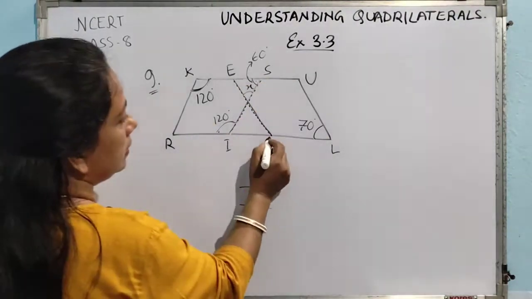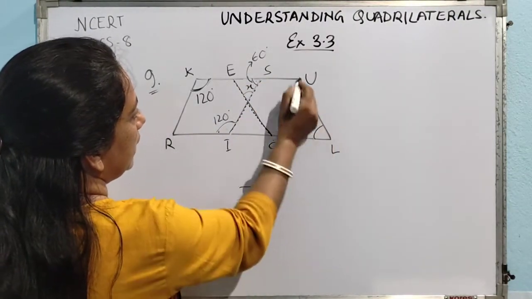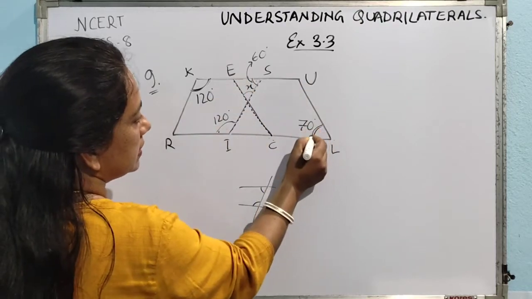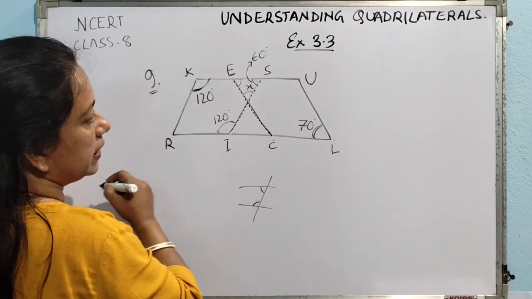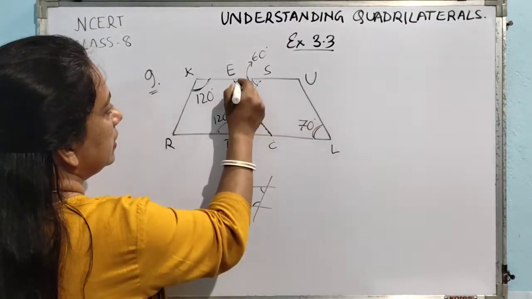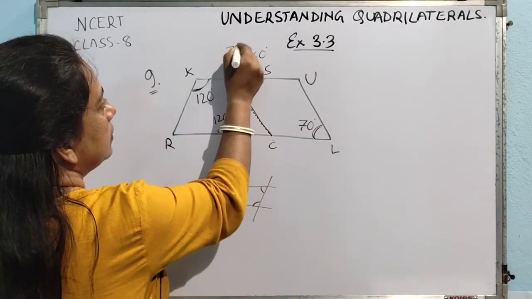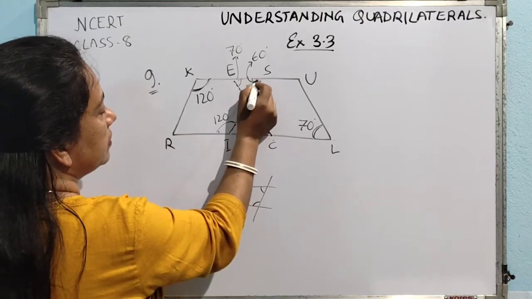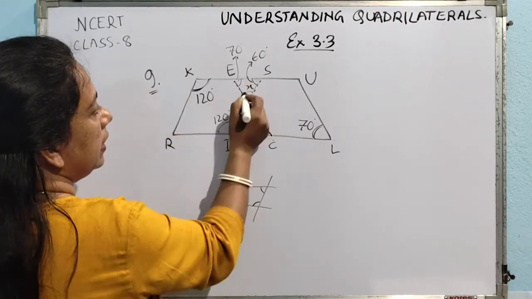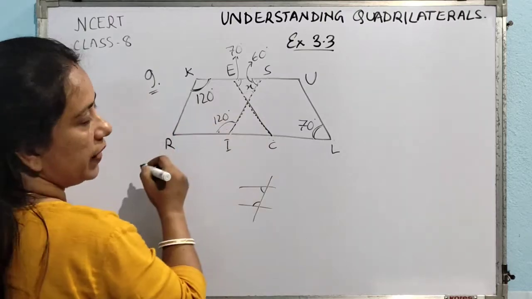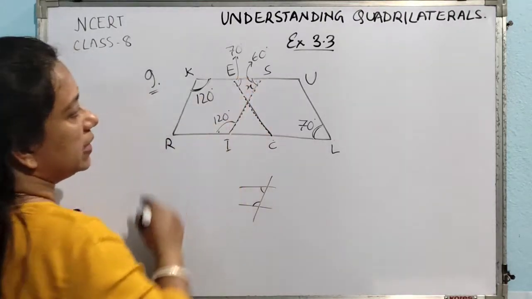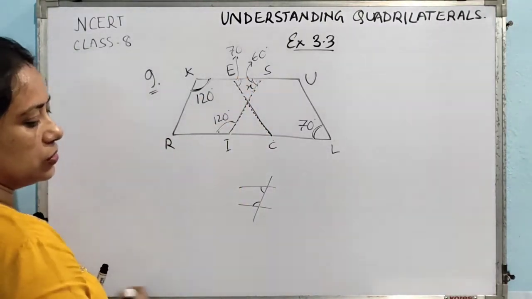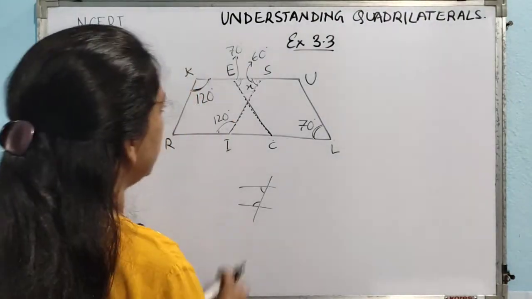Now again see this parallelogram, CLUE. This angle and this angle are the opposite angles. So if this is 70 degree, this will be 70 degree. So if you consider this triangle now, this is 60 degree, this is 70 degree, and we need to find out the value of x. So the sum of these three angles has to be 180 degree. So what we can write?